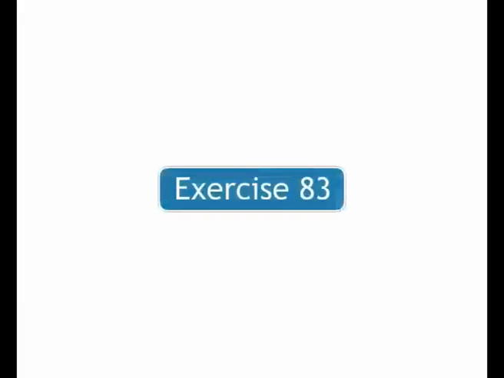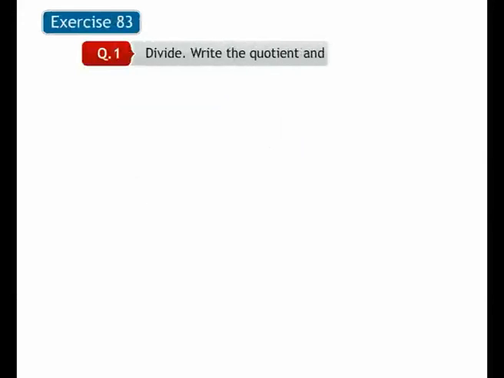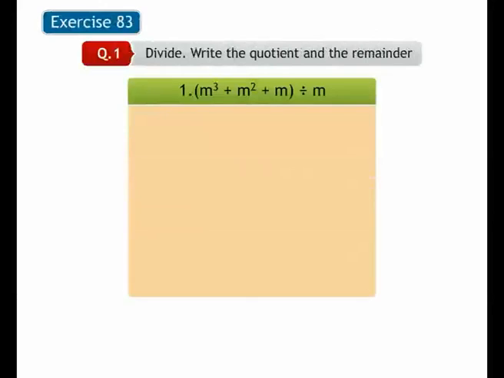Now let us solve exercise 83 question 1, divide. Write the quotient and the remainder. Open bracket m cube plus m square plus m close bracket divided by m. Here the dividend is m cube plus m square plus m and the divisor is m.